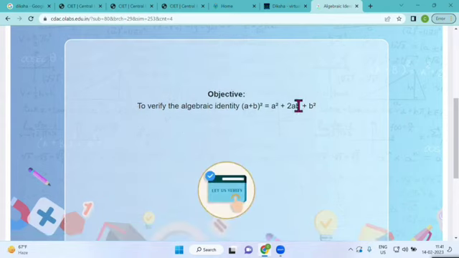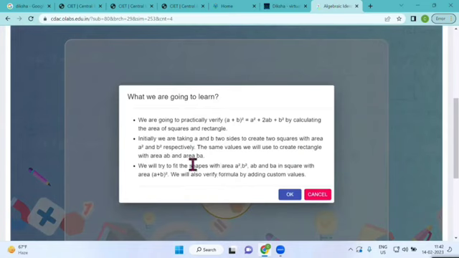The objective is to verify the identity, so let us verify that. Some instructions are also there. We are going to practically verify the identity with the help of the areas of squares and rectangles. Initially, we will take the values of a and b to create two squares with areas a square and b square, and we also create some rectangles with the areas AB and BA. We will arrange these shapes into the area a plus b whole square, and we will verify the formula.